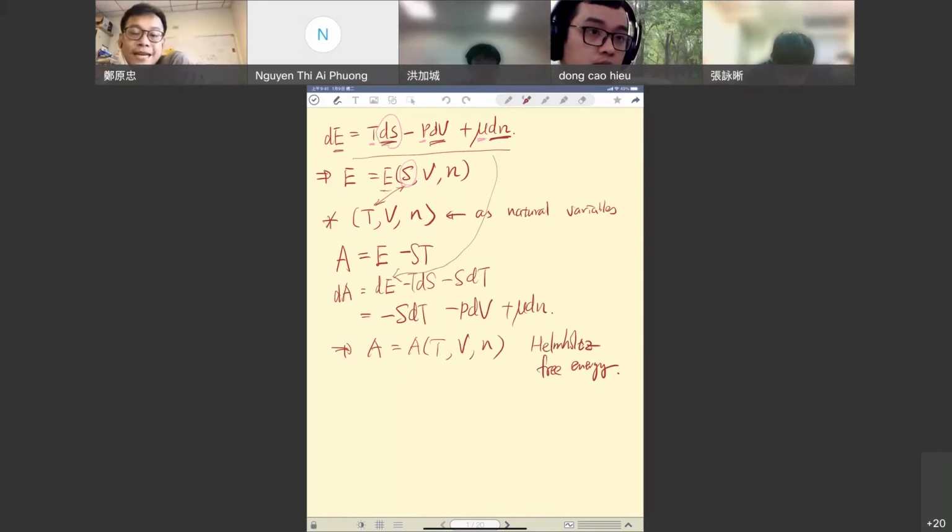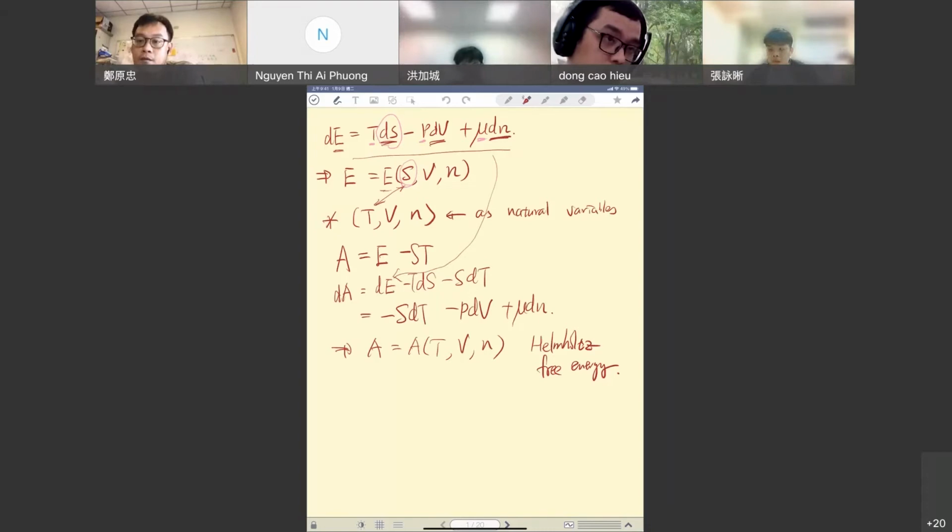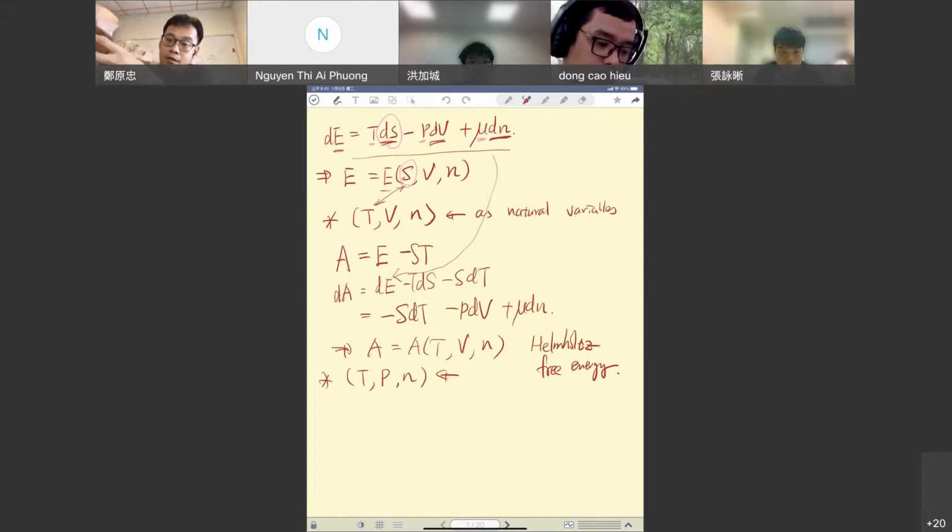These free energy functions are auxiliary functions that are very useful when we deal with experiments in different conditions. If in your experiment you control temperature, volume, and number of particles, then this Helmholtz free energy is the function you should use to describe the thermodynamic properties. In another scenario, one might do the experiment at constant temperature, pressure, and number of particles. This is what chemists do all the time when you are in the lab using a beaker and you stir, you do a chemical reaction. Normally it's open to the atmosphere, so it's a constant pressure setup. In that case, T, P, N will be a better way to describe your experiment.